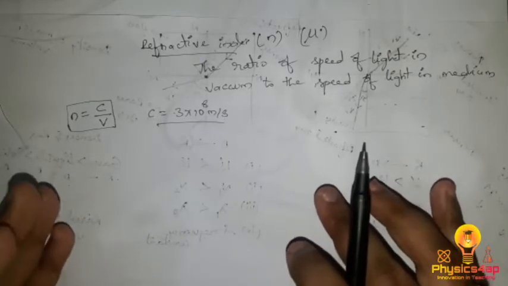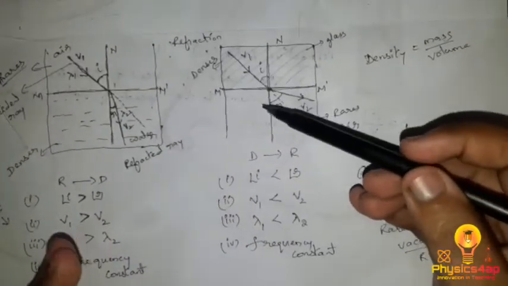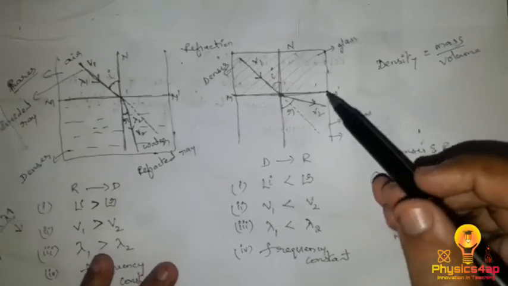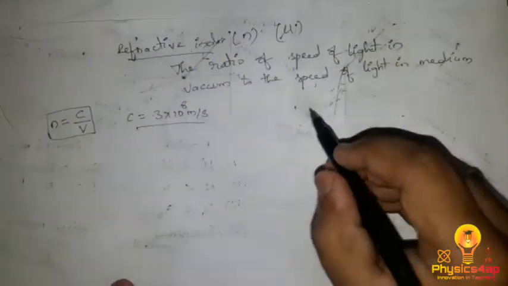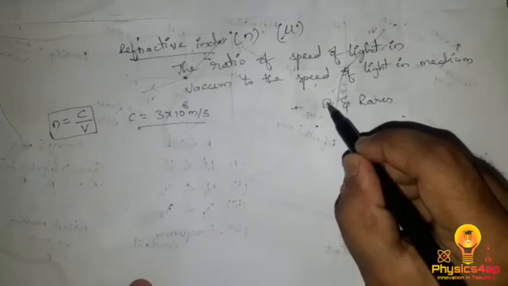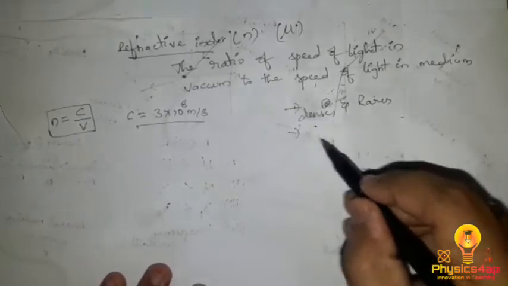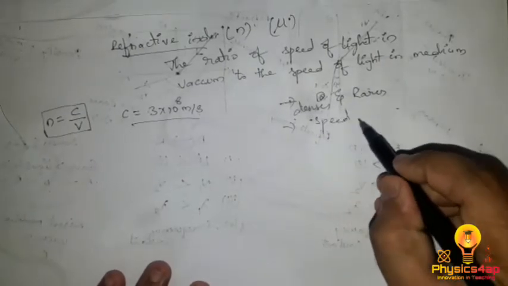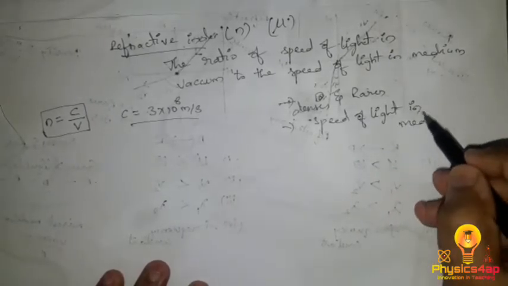So what does the refractive index represent? Refractive index represents the ratio between the two mediums. That means number one, it gives us information about which is the rarer medium and which is the denser medium. And number two, you can find out the speed of light in a medium.